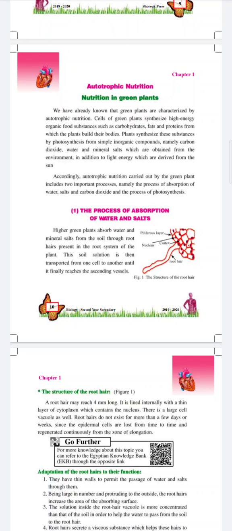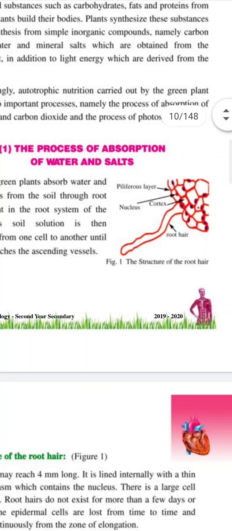The structure of root hair, as we can see here, consists of... The length of root hair is 4 millimeters long. There is a large number of root hair. The root hair doesn't last for more than a few days or a week, because the epidermal cells are ruptured and lost continuously from the zone of elongation.